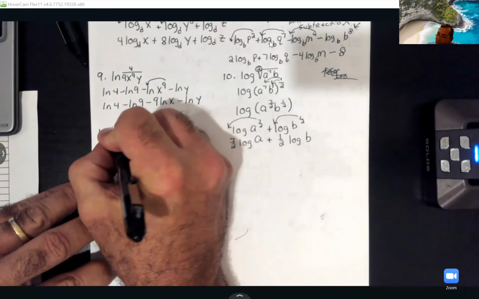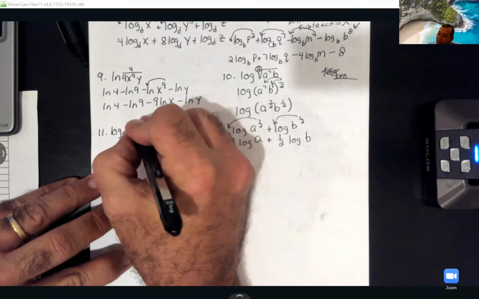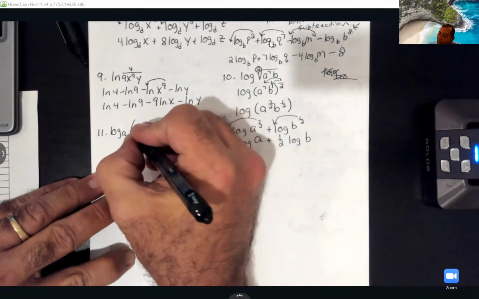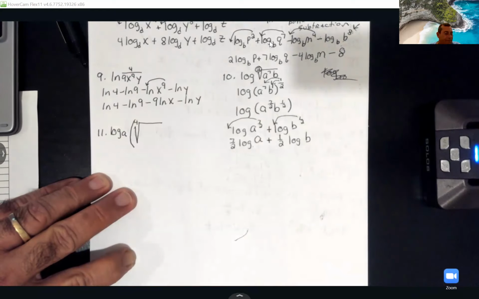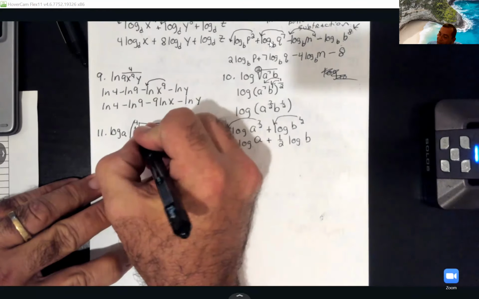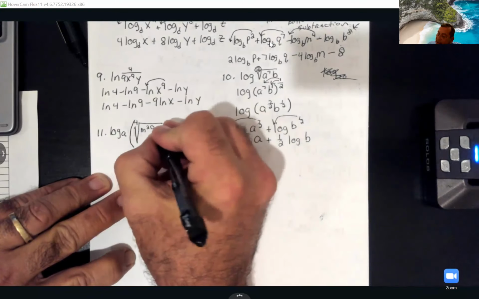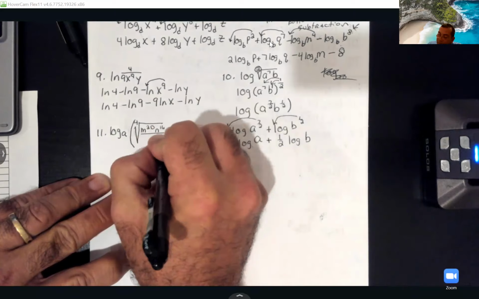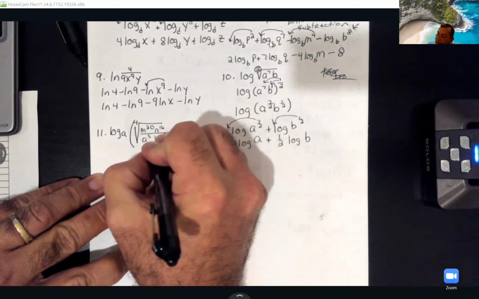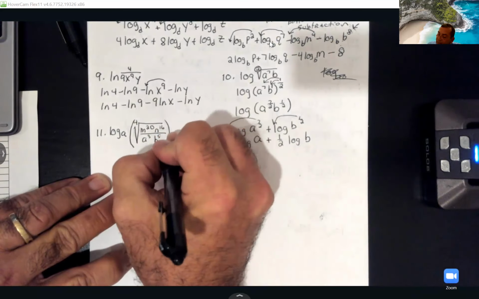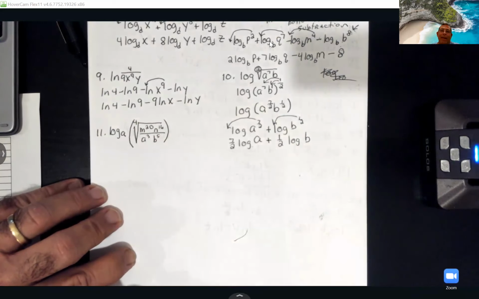Oh, y'all, but watch this one. Log base A. Now I got big parentheses here, and I got a big radical here to the 4th root. Under this radical is an M20 and an N16 over A3 B5. So ain't that a dandy there, y'all?